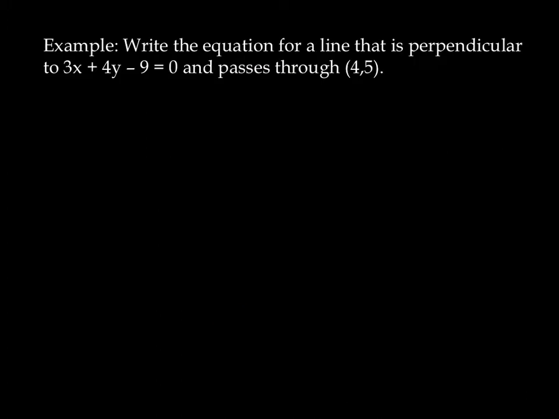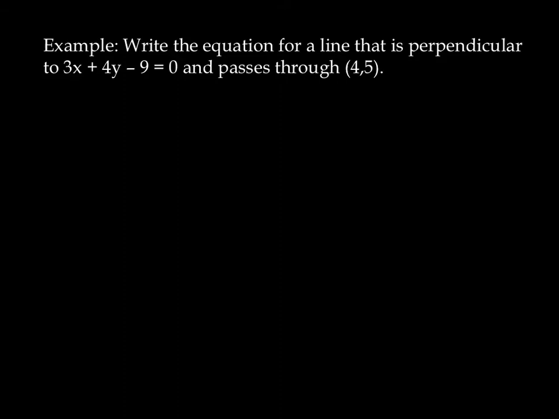Okay, so now we'll move on to some really complicated problems. But you know what? These actually aren't that complicated. They're just the same thing. You're given two clues about a line, and you need to write the equation for the line. So let's look at this first one. Here we go. Write the equation for a line that is perpendicular to 3x plus 4y minus 9 equals 0, and that passes through the point 4, 5.